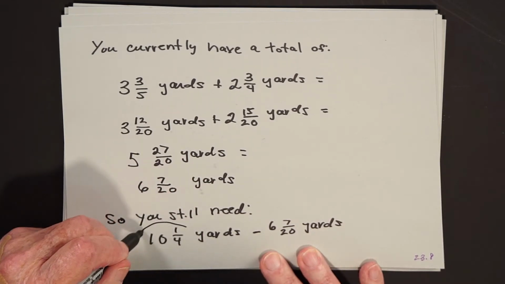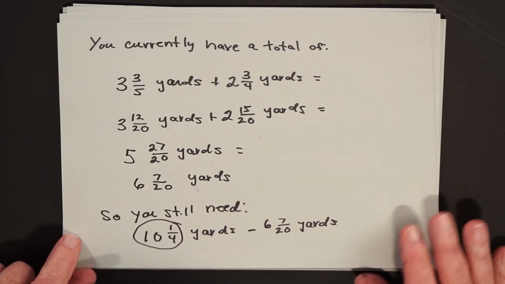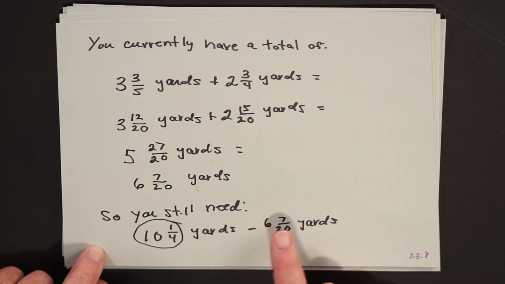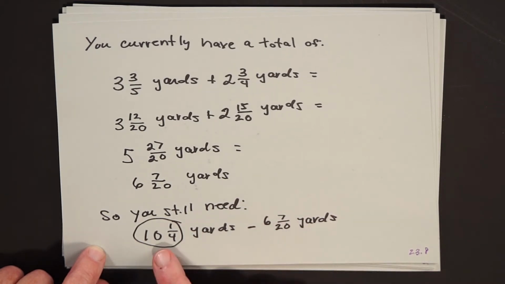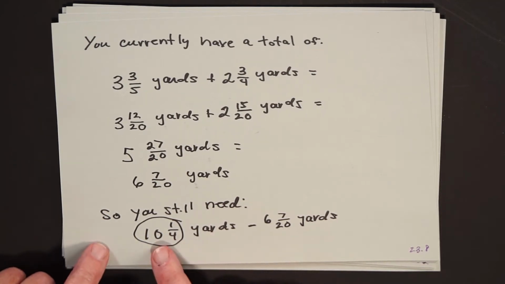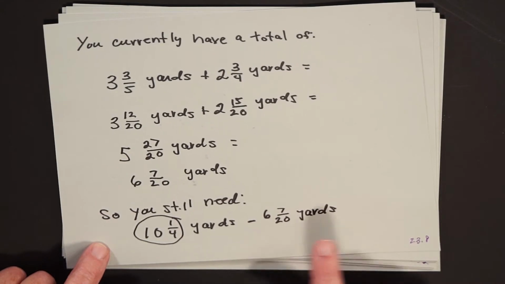But altogether, I need 10 1/4 yards. So to see how many I have to buy, I have to make up this difference. I have to find the gap. In other words, I have to find out what I have to add on to 6 7/20 yards to wind up with 10 1/4 yards. And that's the same as saying 10 1/4 yards minus 6 7/20 yards.